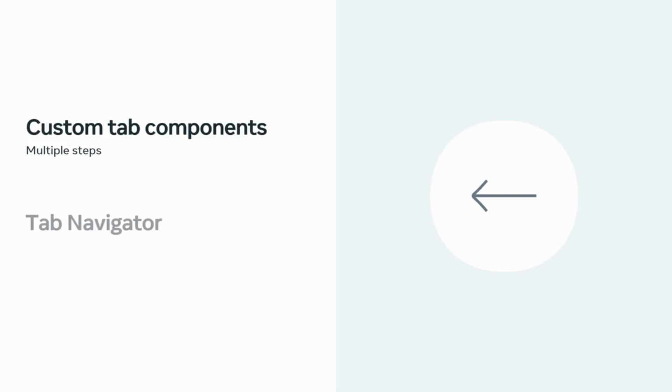For example, let's say you want your app to respond to the hardware back button on an Android device. With custom tab components, it typically takes multiple steps to do this, such as writing the logic and using a hook to access the native API. With Tab Navigator, however, this functionality is built right in.